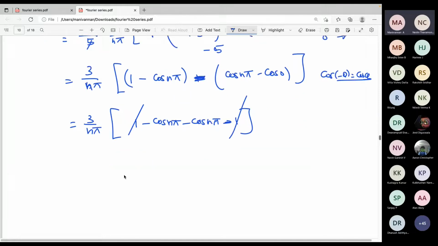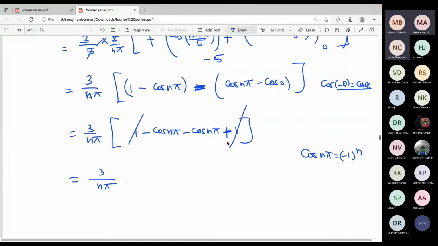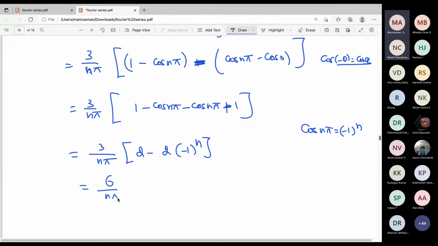So this and this get cancelled, since cos n pi is minus 1 to the power n. So minus into minus becomes plus, so it will be plus 1, 2. Okay, so it is 2. So it is 2 minus 2 times of this minus 1 to the power n. Overall it is 6 divided by n pi into 1 minus minus 1 to the power n.